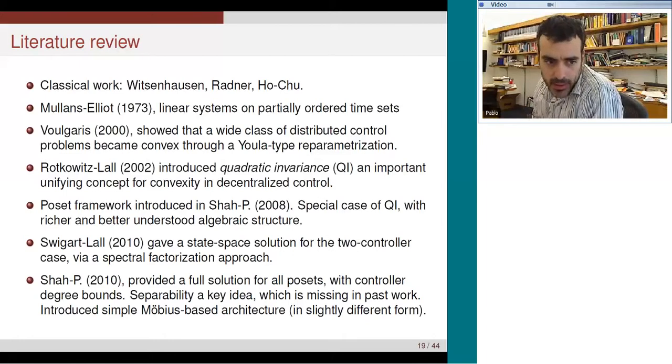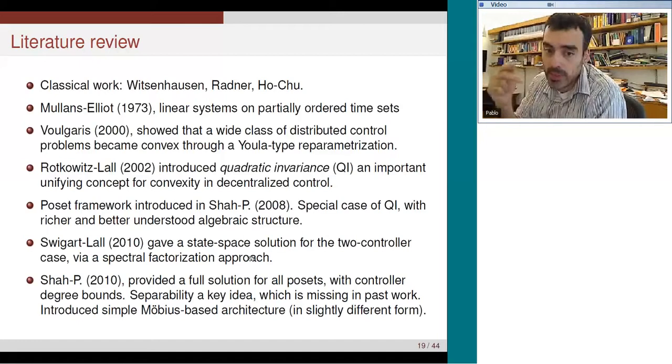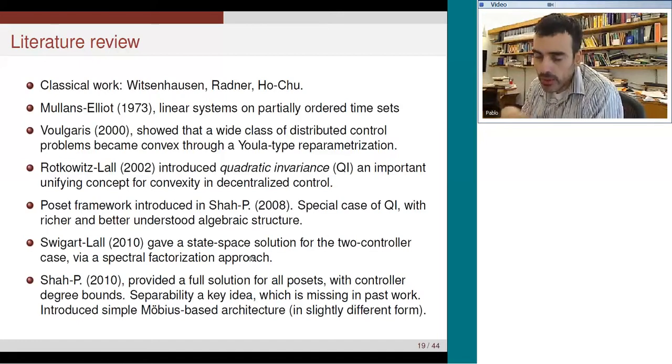Then Swigart and Lall proposed a state-space solution to the problem with two plants and two controllers. What we're doing in this work is generalizing pretty much everything that happened in there. So we're generalizing this work of Swigart and Lall and connecting it to quadratic invariance. In particular, what we want to highlight is the idea that there's a very natural architecture of controllers, and that's really what I want to discuss here.